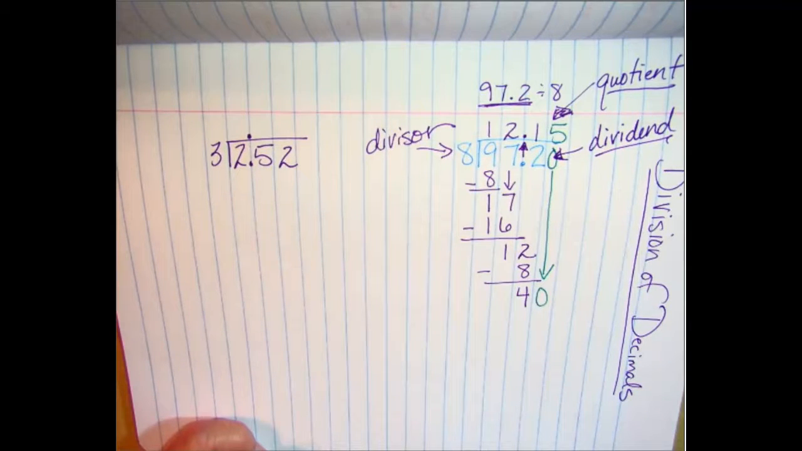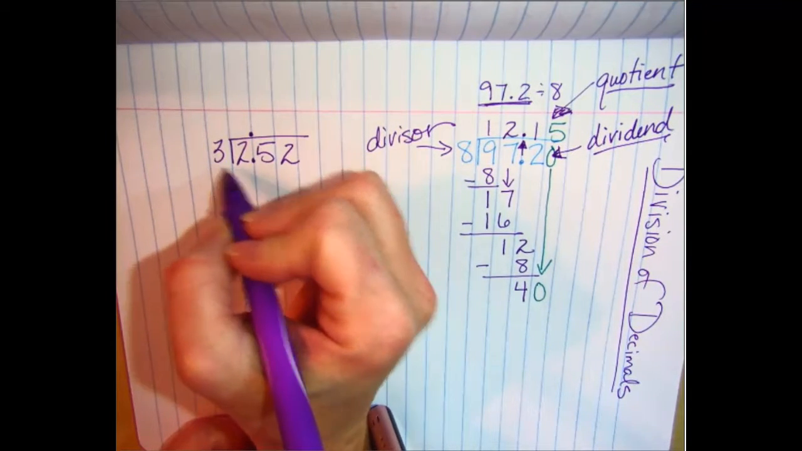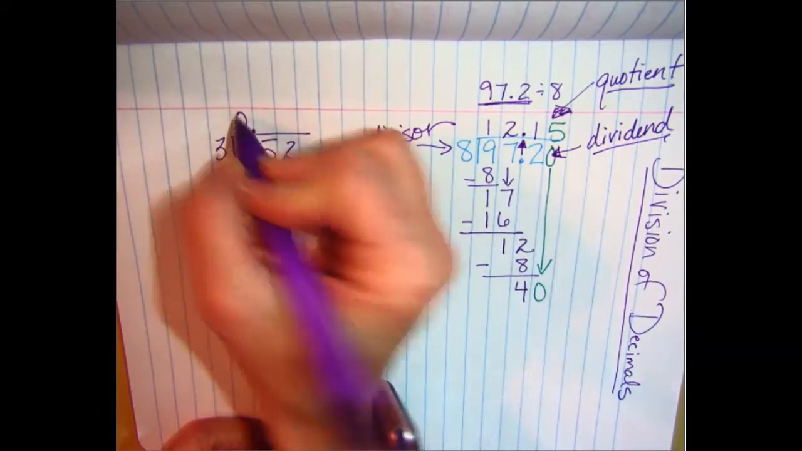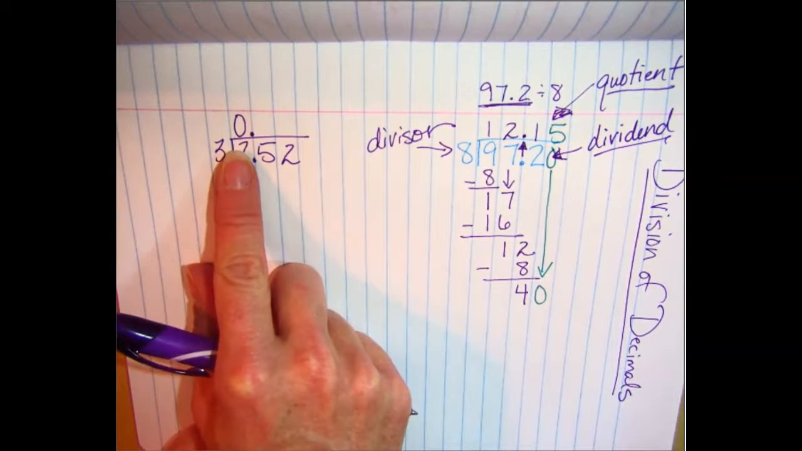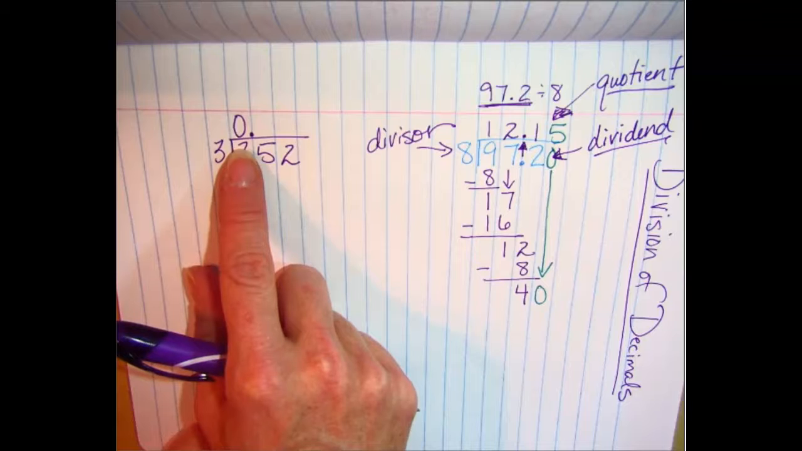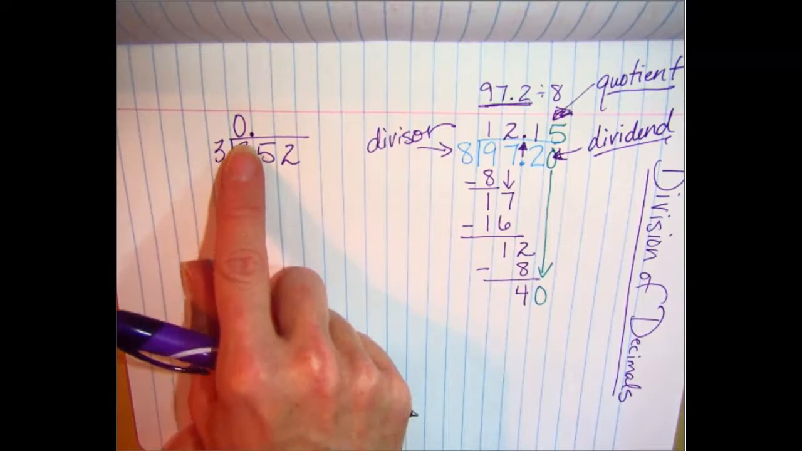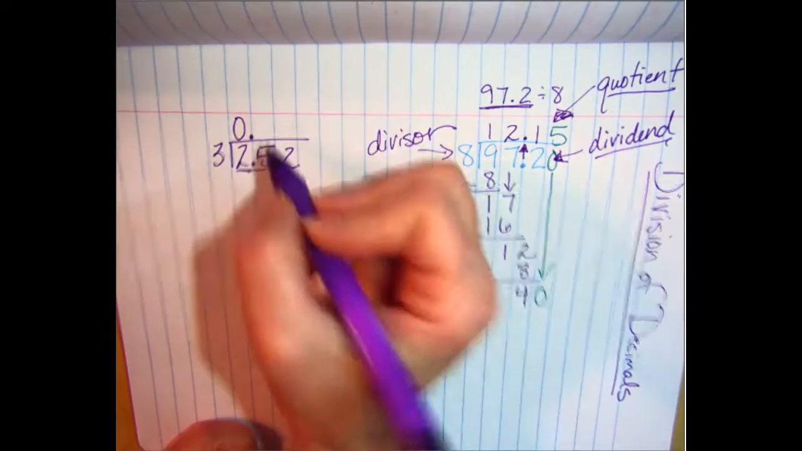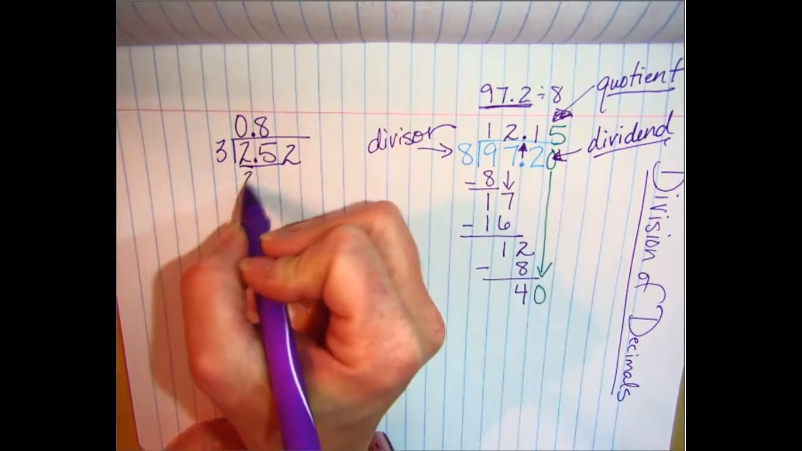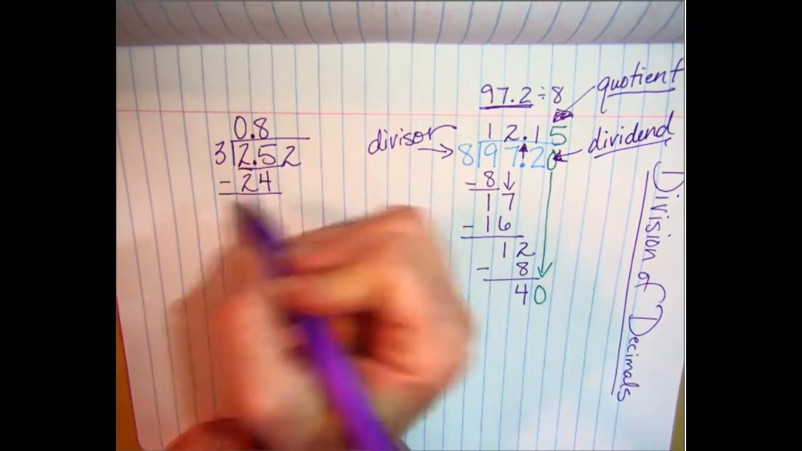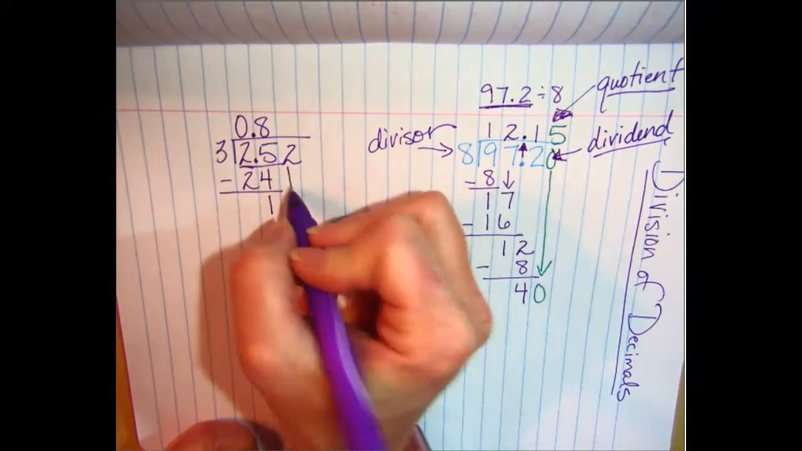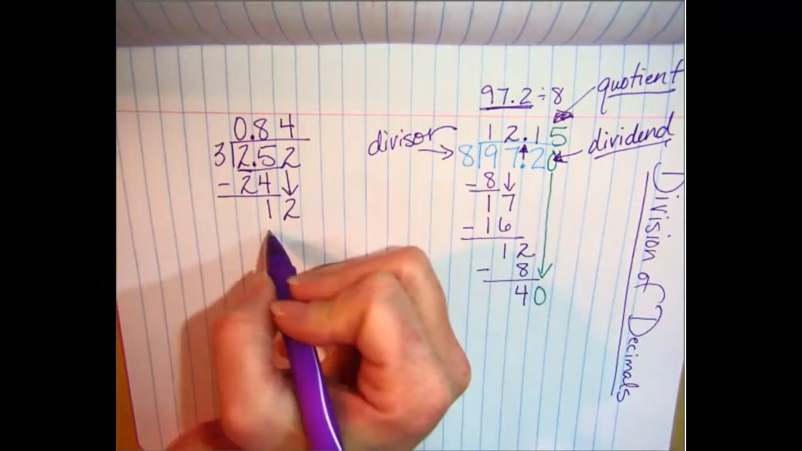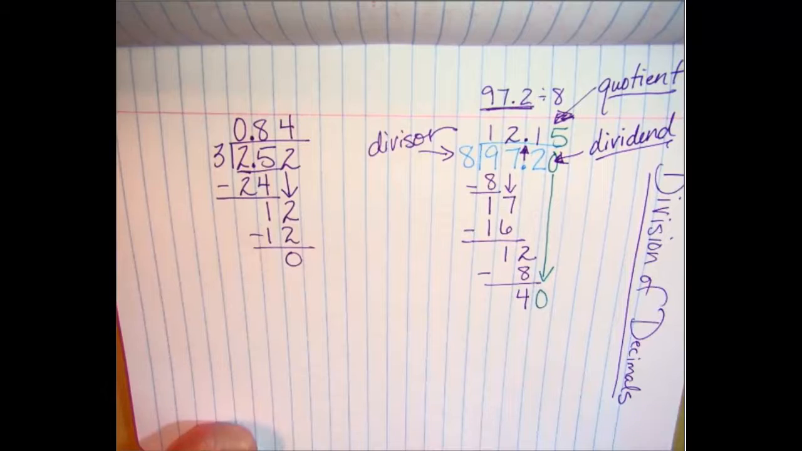So we're going to start with the 2. Can I do 2 divided by 3? No. So I have to put a 0 here. This is really important. A lot of kids get their place value off right now, and that will throw off your entire answer. So I have to make sure I put a 0 here. Can I do 25 divided by 3? Sure. How many times? 8 times 3 is 24. 25 minus 24 is 1. I bring down my 2. 12 divided by 3 is 4. And I'm done. There's nothing left over.